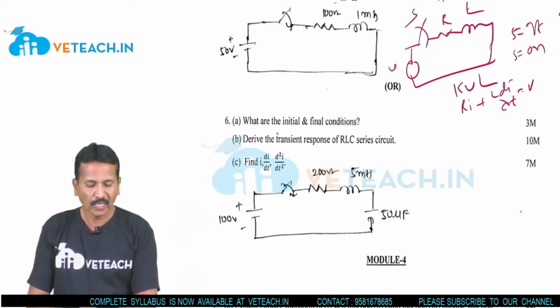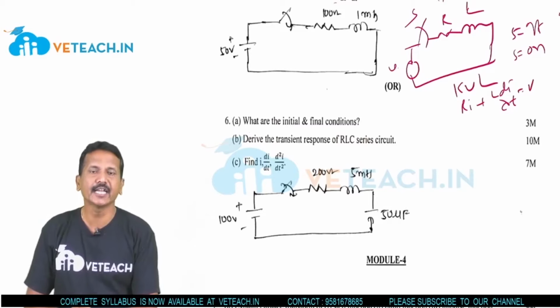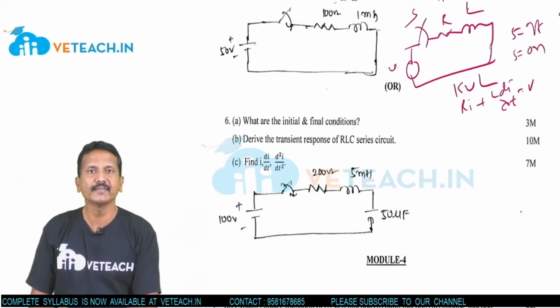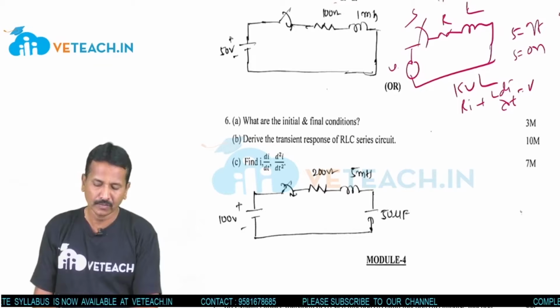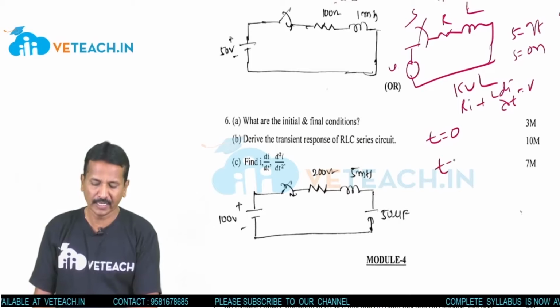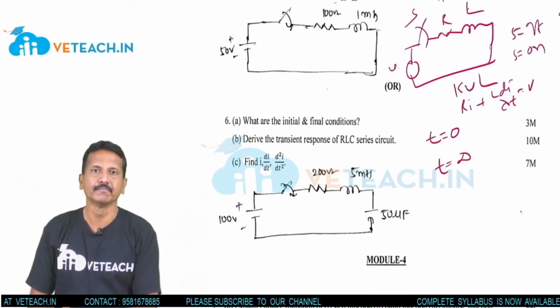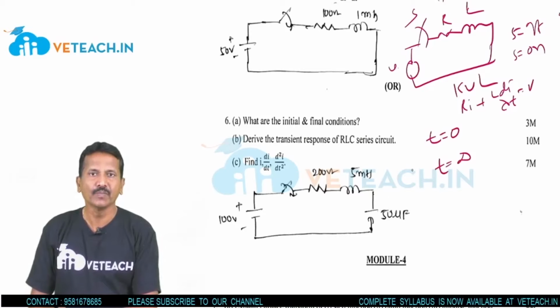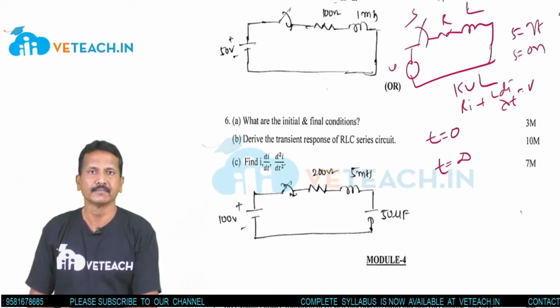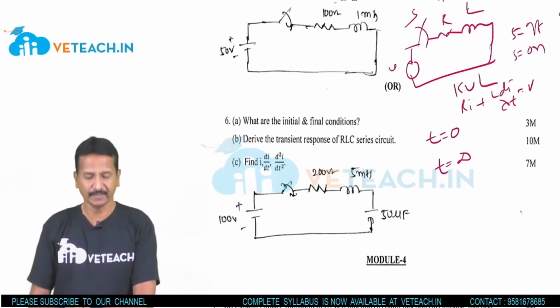What are the initial and final conditions, and how do we identify them? Initial means when t = 0: what is the state of the system? And final is at t = infinity. This is the final value. So we have to analyze the behavior of the system, which comes under the initial and final conditions.